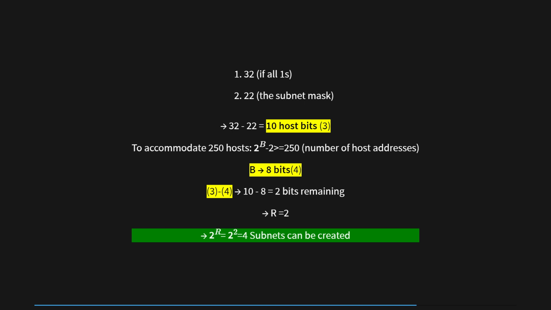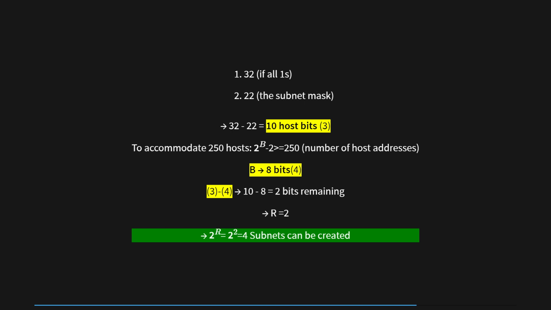To satisfy the 250 host requirement, we leave 8 host bits. 2 to the power of 8 minus 2 equals 254 hosts per subnet. With a total of 10 host bits, we can borrow 2 bits to create the initial round of subnets. 2 to the power of 2 equals 4 subnets. The starting subnet mask is /22, 255.255.252.0.